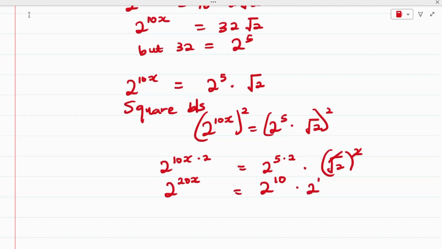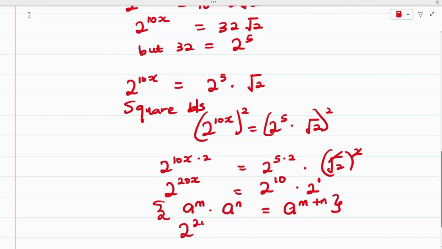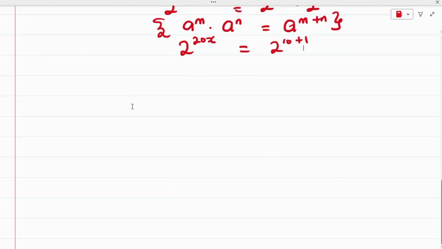And this is raised to the power of what? Of 1. But remember from the property of exponents, if we have a raised to the power of m multiply a raised to the power of n, this is equal to a raised to the power of m plus n. So applying this, we have 2 raised to the power of 20x is equal to 2 raised to the power of 10 plus 1. So we have this to be 2 raised to the power of 20x is equal to 2 raised to the power of 10 plus 1 is what? Is 11.